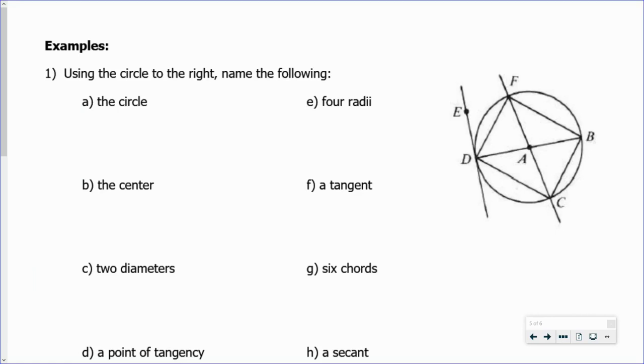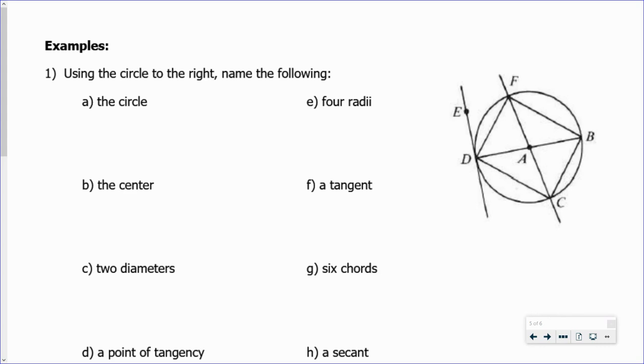All right, so we are back with video 2 of section 9-1, Introduction to Circles. As I had mentioned in the previous video, I'm going to go through and complete some examples for you. We're actually going to apply some of that knowledge that we learned in the previous video. So let's get started. The first problem that we're going to take a look at uses the diagram on the right-hand side of the screen. So using that circle on the right, we're going to name each of the following.